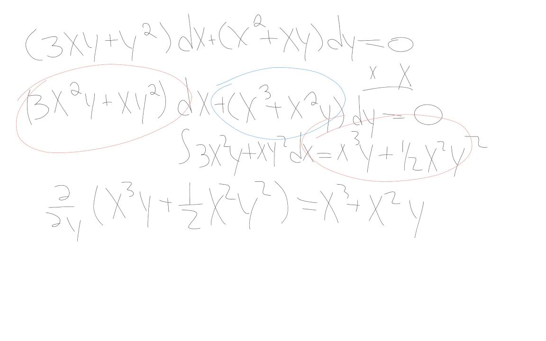So if I wanted to find my unknown function of y at this point, it would be 0, because if I took my N of xy and subtracted it from this result that I got here after taking the partial with respect to y, I'd get 0. And even if I integrated that with respect to y, I would still have 0. So in conclusion, the final solution to this differential equation right here is x cubed y plus 1/2 x squared y squared equals C.